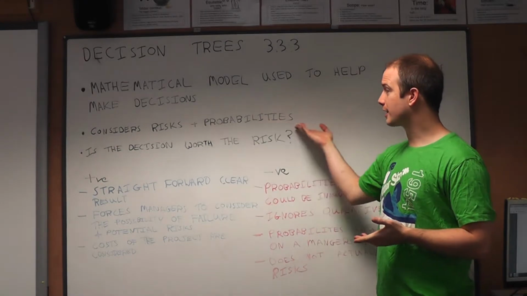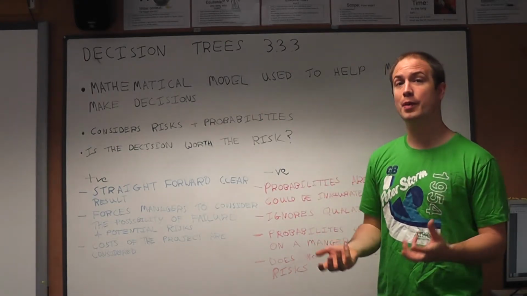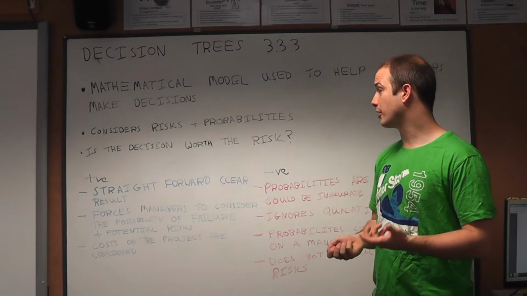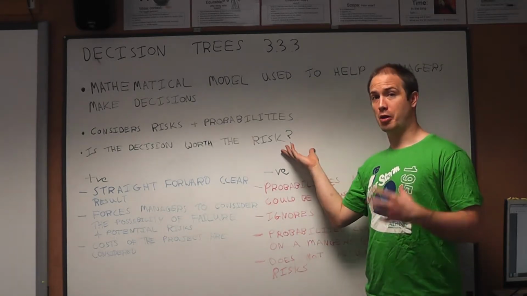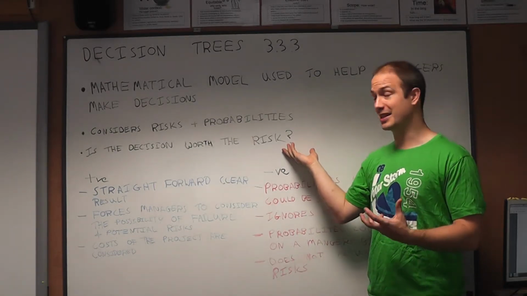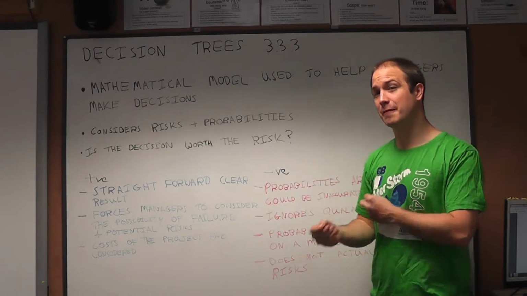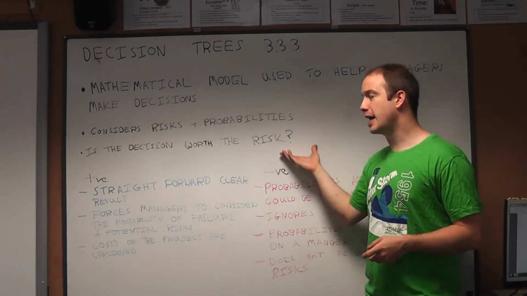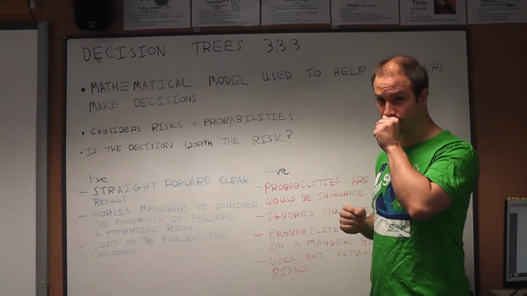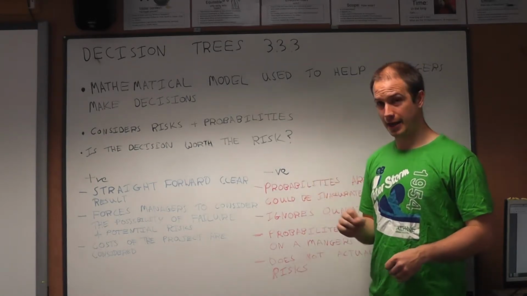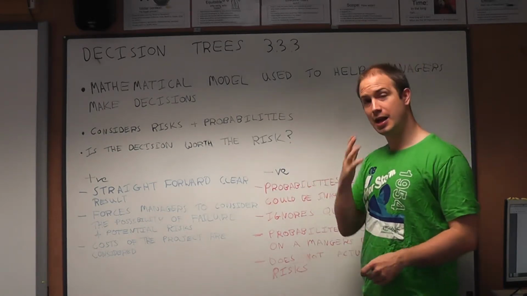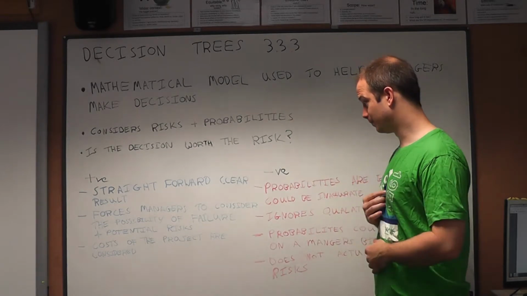As mentioned, it considers all the risks and probabilities of success and failure, and ultimately the whole point of the decision tree is to consider, bearing in mind the risk of failure, is a course of action worth the risk? Does the business think that they're going to be better off as a result of having taken that decision?